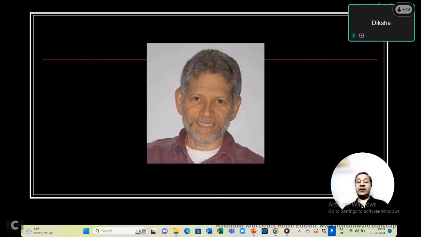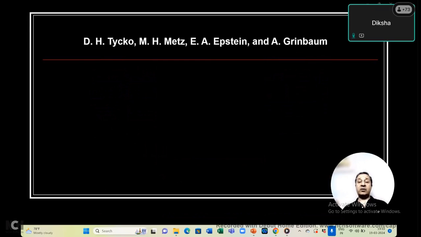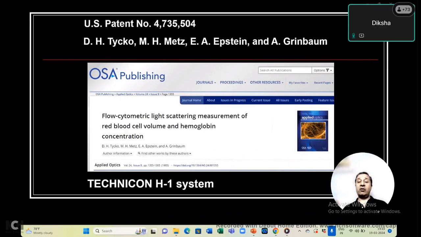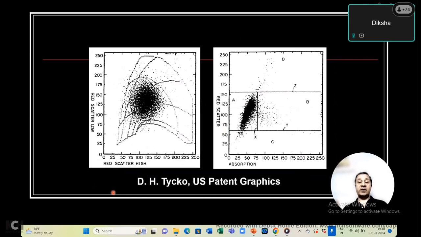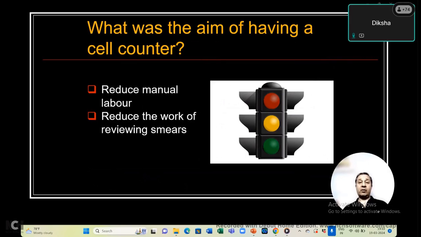And this is the gentleman who gave us the first cell counting methodology using flow cytometry. This man's name was E.A. Epstein. And their patent, which was given to them at the first instance, was for the Technicon system, in which flow cytometric light scatter measurement was done for the red blood cells and the hemoglobin concentration. And these are the patented graphics which were given the patent at that point of time.